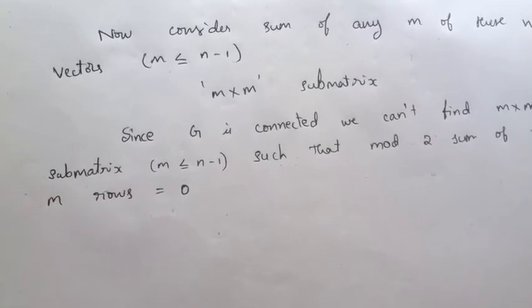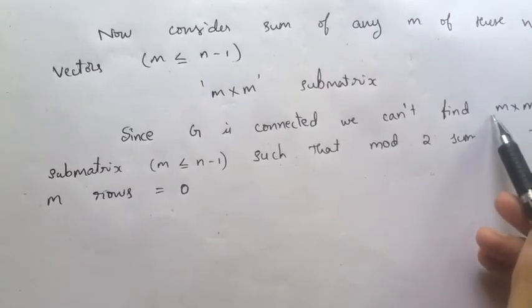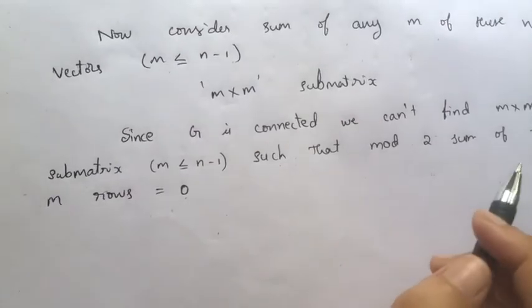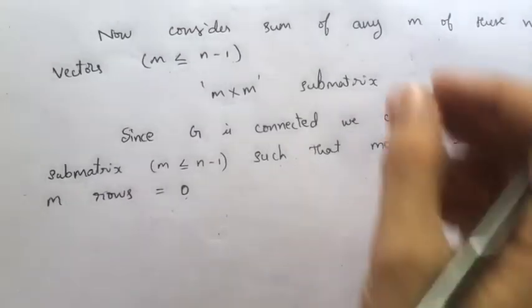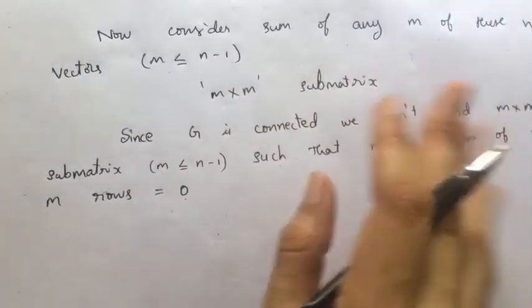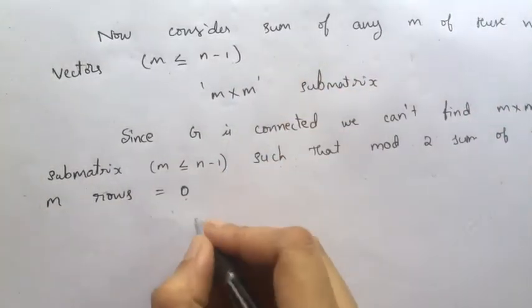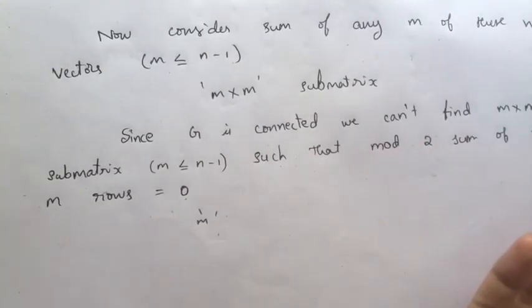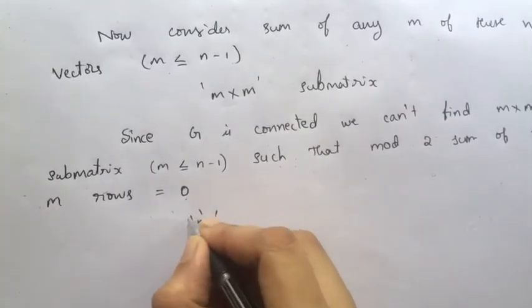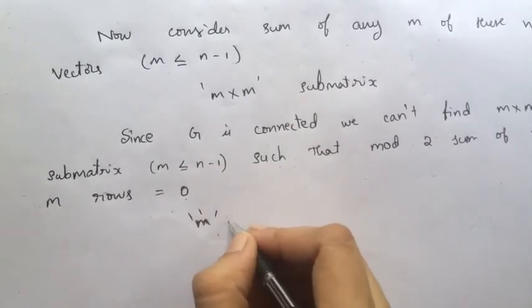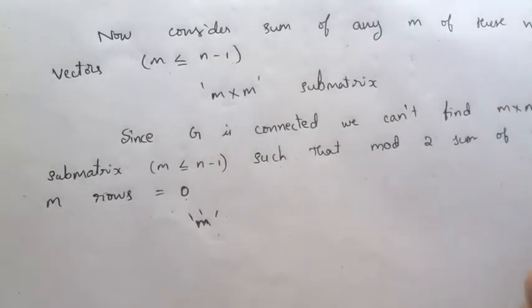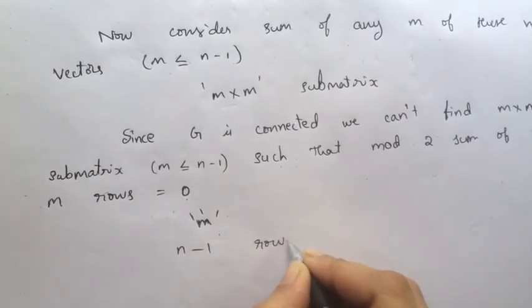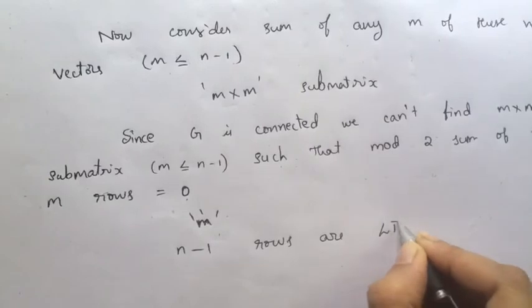Because of the connectedness of graph G, I cannot find any such m cross m submatrix whose modulo sum gives me 0. That is the same as saying, since there are only two entries, zeros and ones, in any row, no linear combination of m row vectors can be equal to 0. So I cannot take any m such rows whose linear combination gives me 0. Hence I can say that these n minus 1 rows are linearly independent.